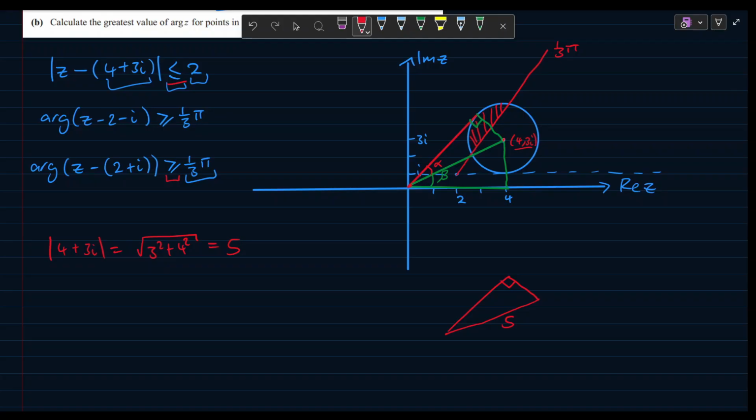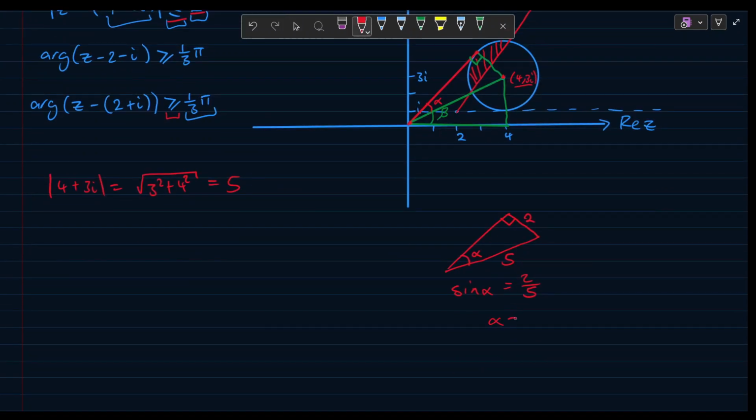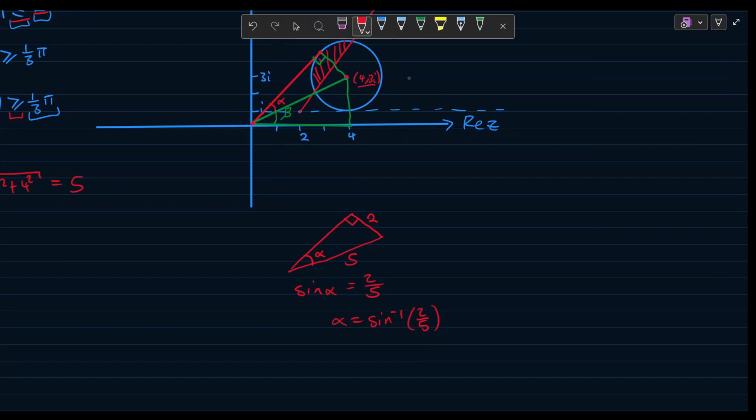Then the distance from here to the circumference there is the radius of our circle. The radius of our circle is 2, so it means that this distance is 2. So to find angle alpha, we've got the opposite and we've got the hypotenuse. So we can say that sine alpha is equal to opposite, which is 2, over the hypotenuse, which is 5. So alpha is equal to arcsine of 2 over 5.